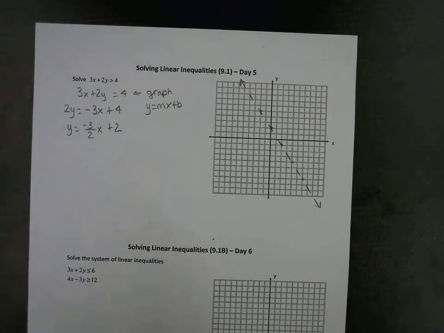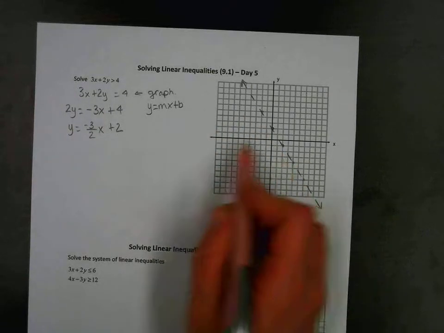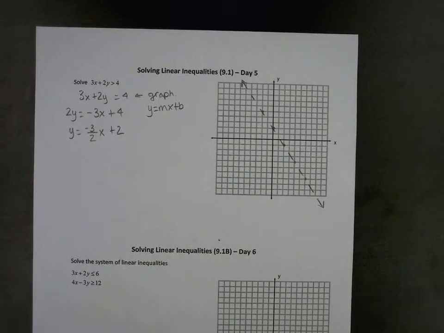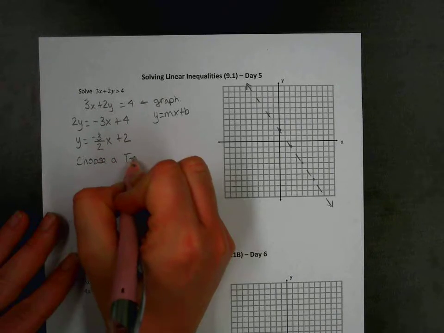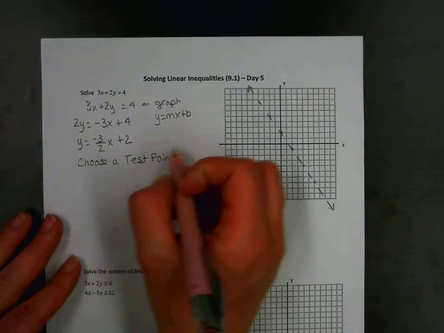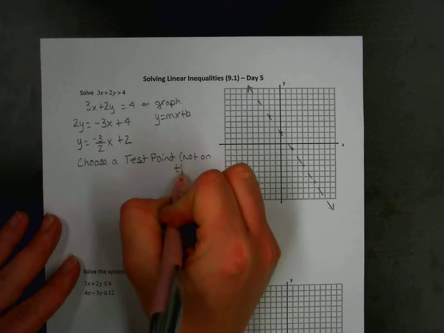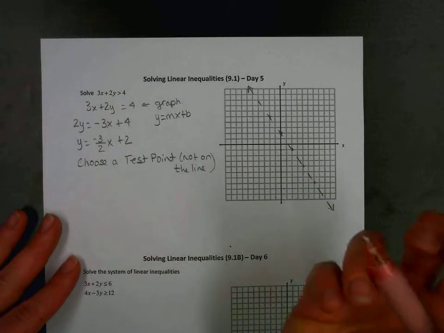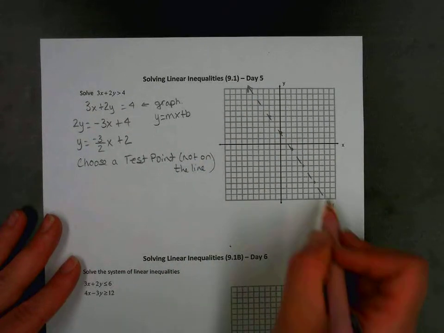Okay, so there is my line. Now we want to figure out whether the solutions that make this inequality true are below this line or above this line. So you want to choose a test point. Your test point has to be a point anywhere on the grid, not on the line. An easy test point is 0, 0, because that's easy to evaluate. Unless 0, 0 is directly on the line, in which case you can't choose it.